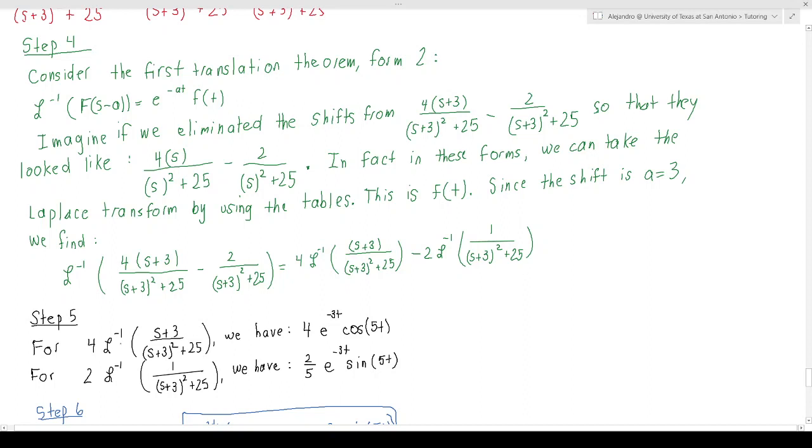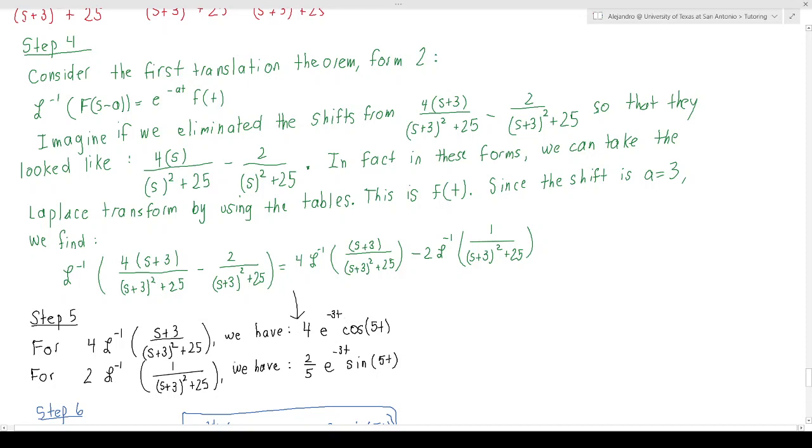And so we're going to have 4 times the inverse Laplace of this term, and that turns out to be cosine of 5t, right? We're looking at the unshifted version of this term here. So everywhere we see an s plus 3, get rid of that and replace it with an s and take the inverse Laplace of that. So we get cosine of 5t. And then times e raised to the negative 3t, because the condition of the first translation theorem form 2 was that we have e raised to the negative 3t. So there's that term here, and then the 4 is just multiplied in.